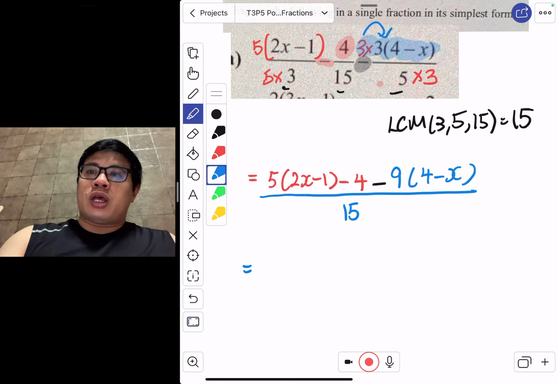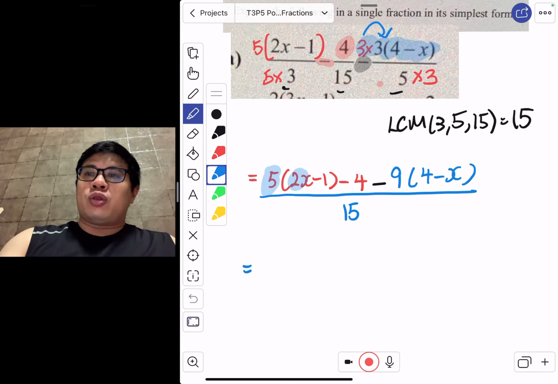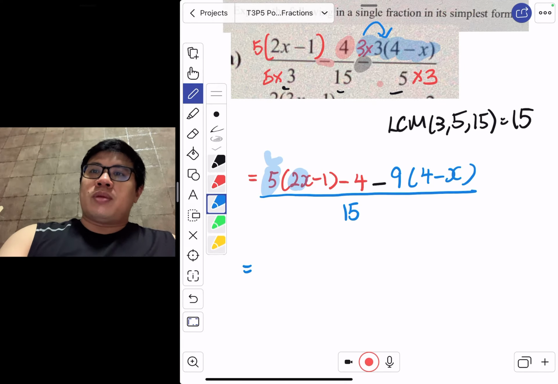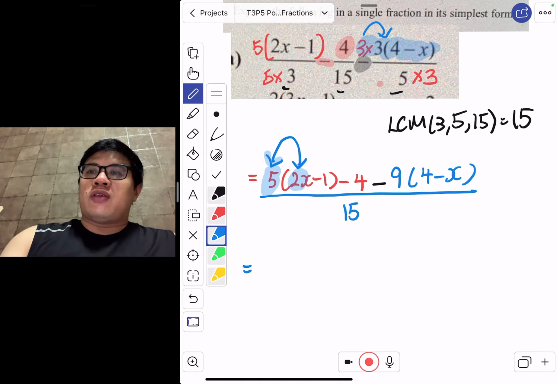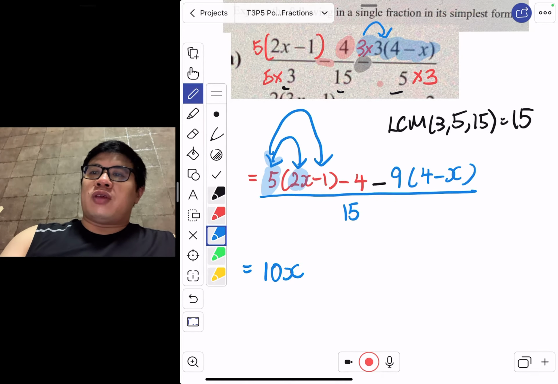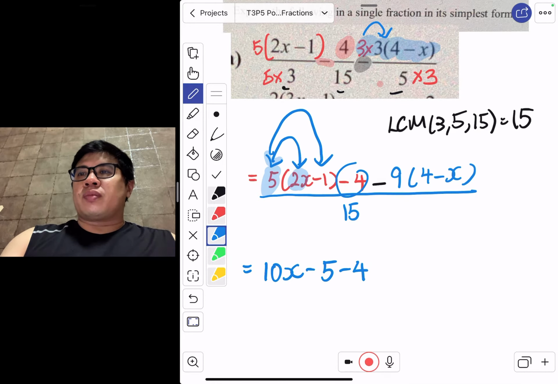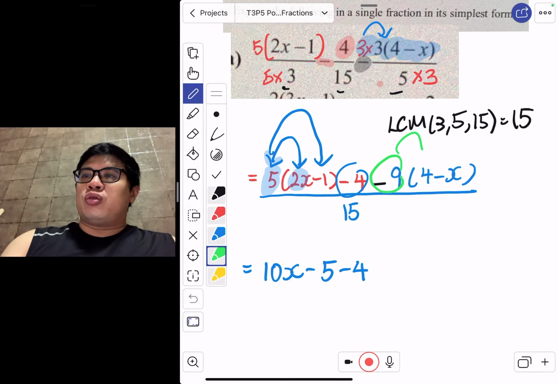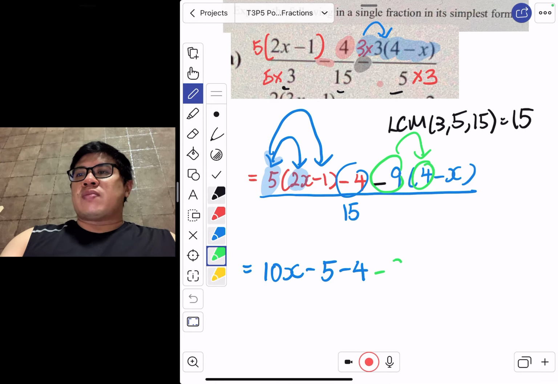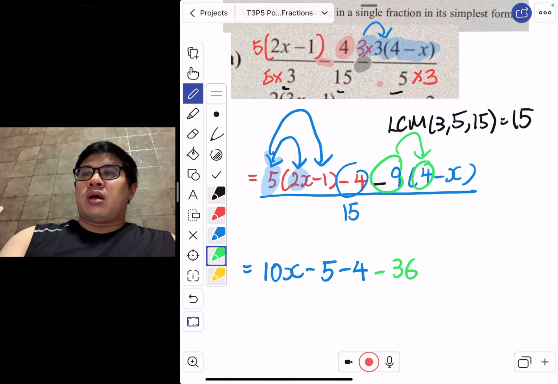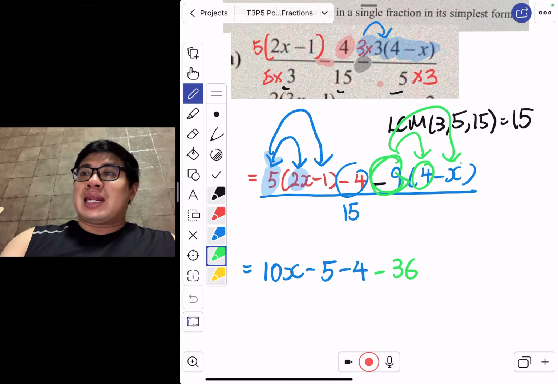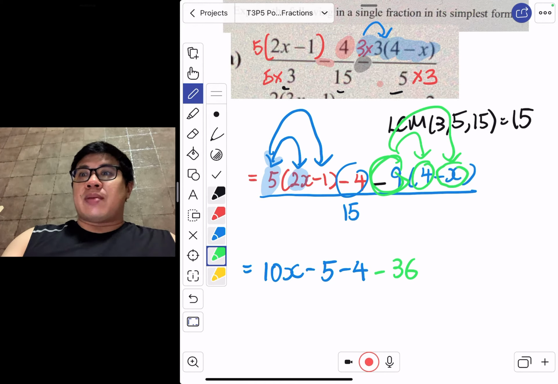So let's do it one by one. Positive 5 times 2x gives us 10x. Positive 5 times negative 1 gives us minus 5. Minus 4 is just minus 4. Negative 9 times positive 4 gives us minus 36. Negative 9 times negative x gives us positive 9x, all over 15.